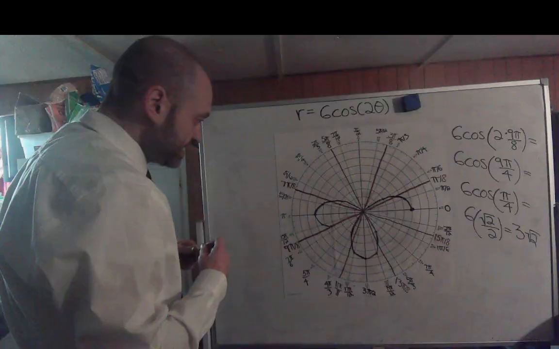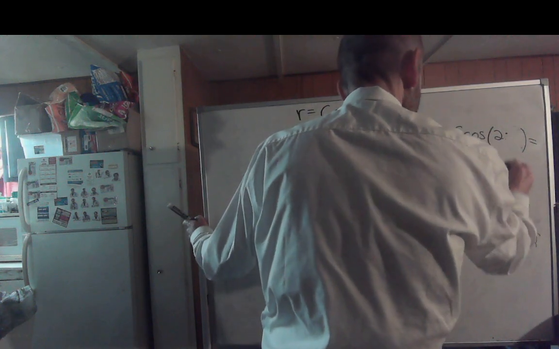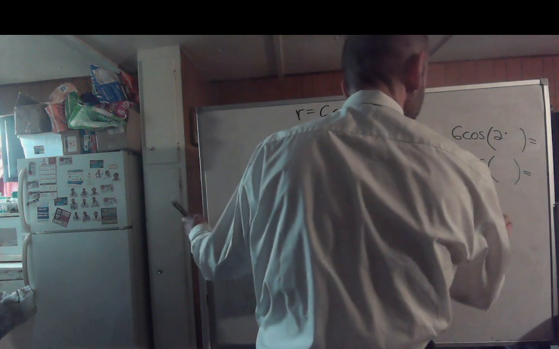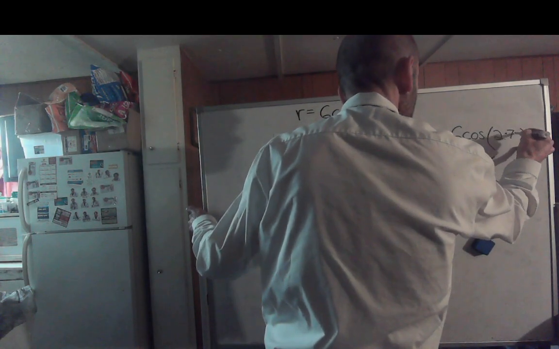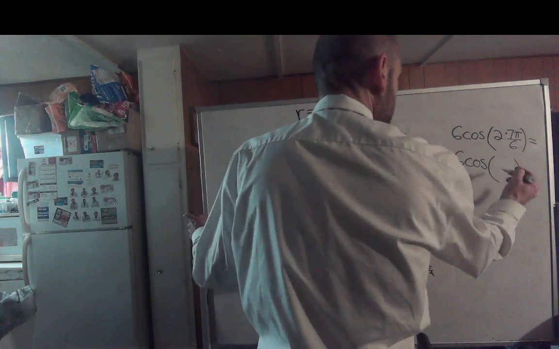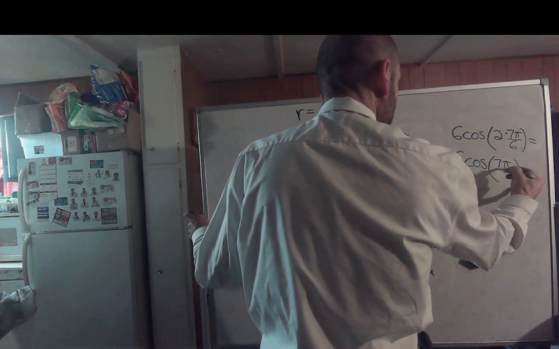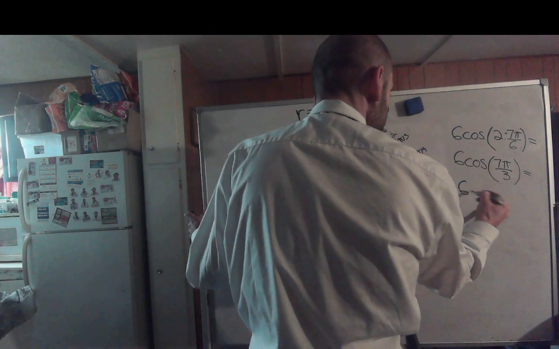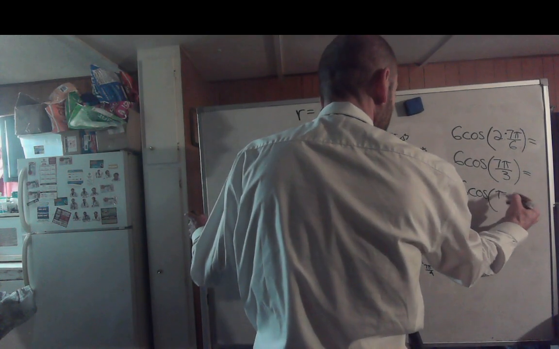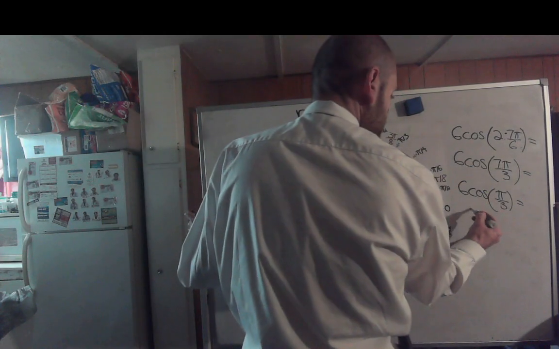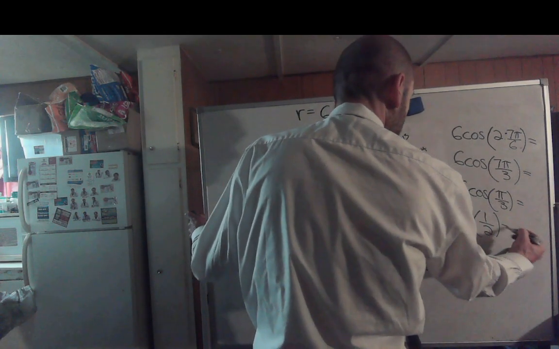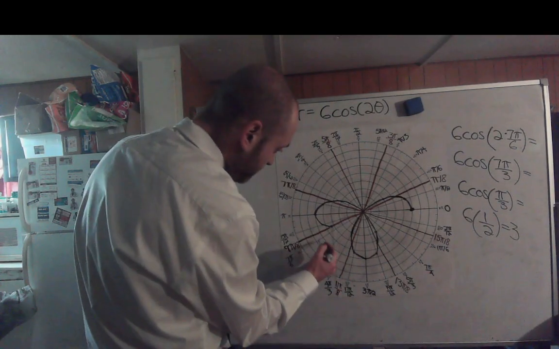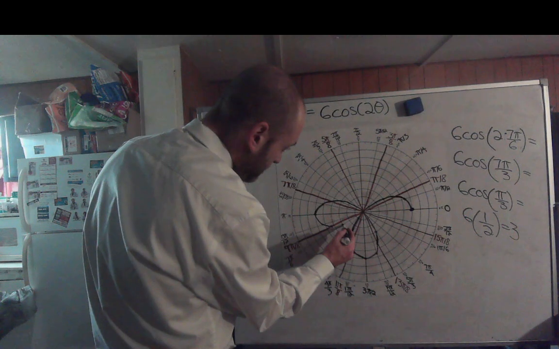So then next I need to deal with 7 pi over 6. So take 2 times 7 pi over 6. Well, okay, so 2 times 7 pi over 6 is 7 pi over 3, which is over 2 pi. Subtract 2 pi, I would get 6 times the cosine of pi over 3, which is just 6 times 1/2, or 3. So at 7 pi over 6, you're down to 3.